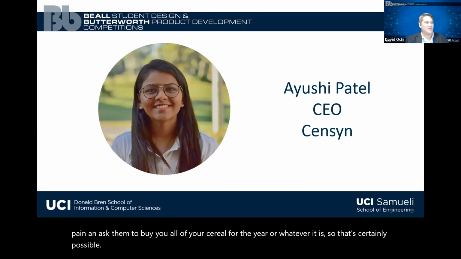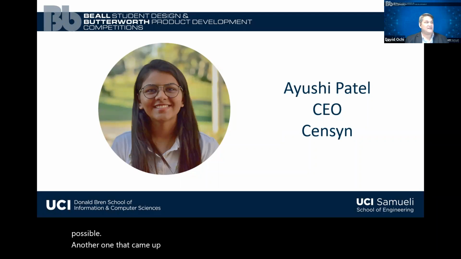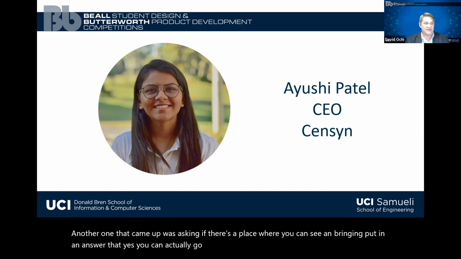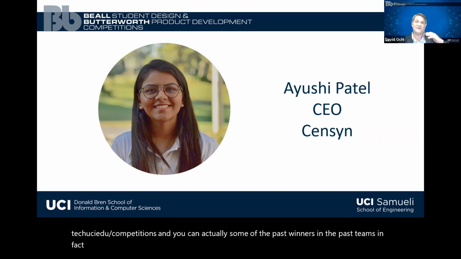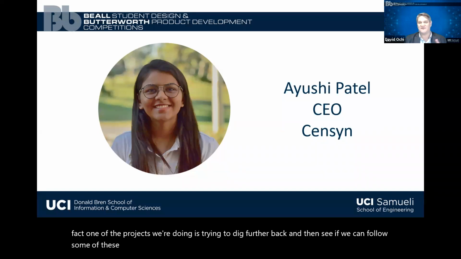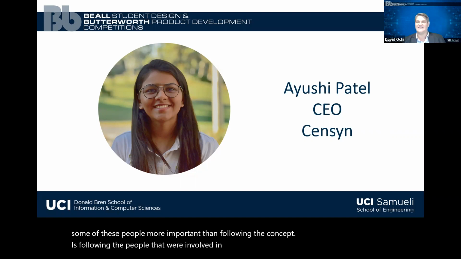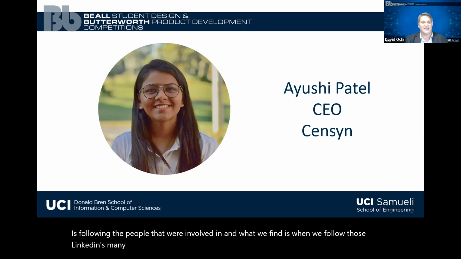Another one that came up was asking if there's a place where you can see past winners, and Brian put in an answer that yes, you can actually go to the website, tech.uci.edu/competitions, and see some of the past winners and the past teams. In fact, one of the projects we're doing is trying to dig further back and see if we can follow some of these people. More important than following the concept is following the people involved. What we find is when we follow those LinkedIns, many of them end up with, even if it's not a full-blown company, a side hustle that they've developed that really becomes valuable.